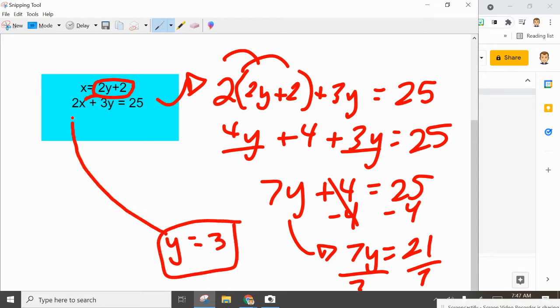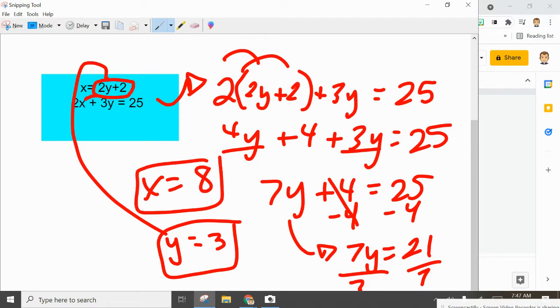Let's plug it in our head. Again, right here. 2 times 3, because that's what y is. 2 times 3 is 6, plus 2 is 8. X equals 8. If your partner's struggling on that last step, help them out.